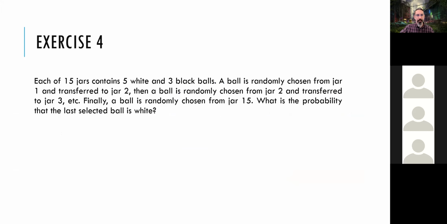Exercise 4. Now, this one is a bit scary when you look at it, because you are most likely accustomed to thinking in the way you think in high school probability, with decision trees and stuff like that, but it's going to fail here. You'll see. Each of 15 jars contains 5 white and 3 black balls. A ball is randomly chosen from jar 1 and transferred to jar 2. Then a ball is randomly chosen from jar 2 and transferred to jar 3, etc. Finally, a ball is randomly chosen from jar 15. What's the probability that the last selected ball is white?